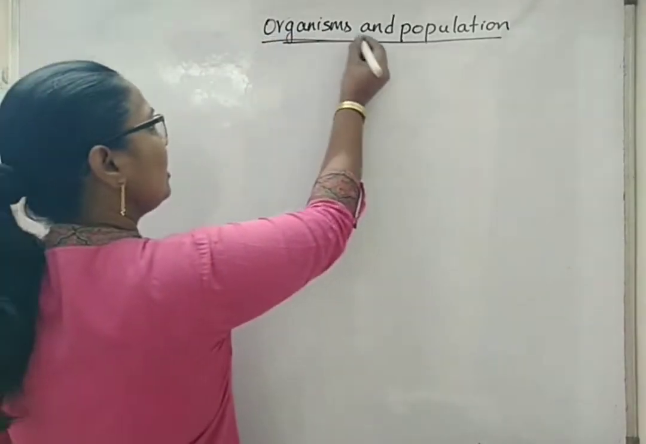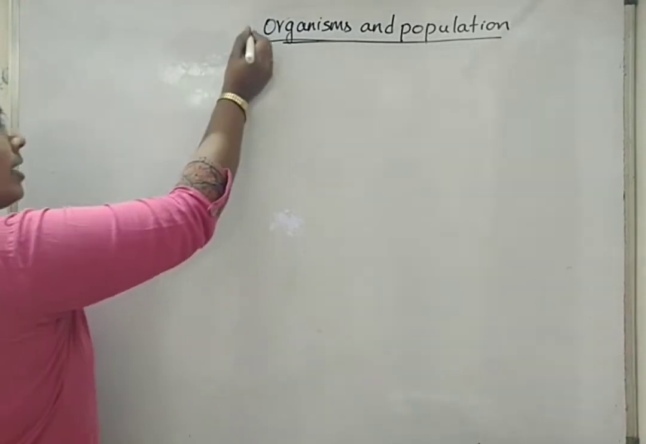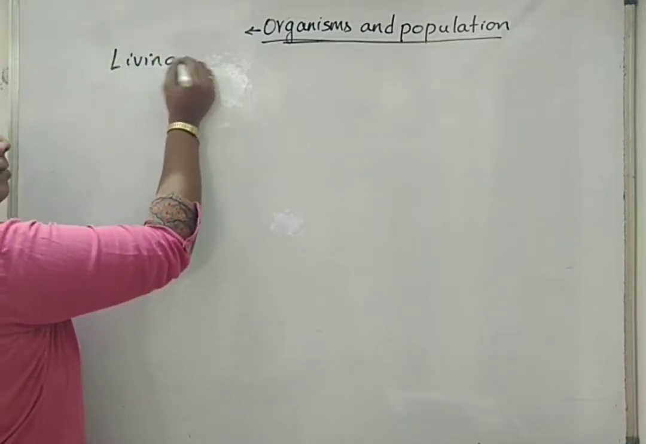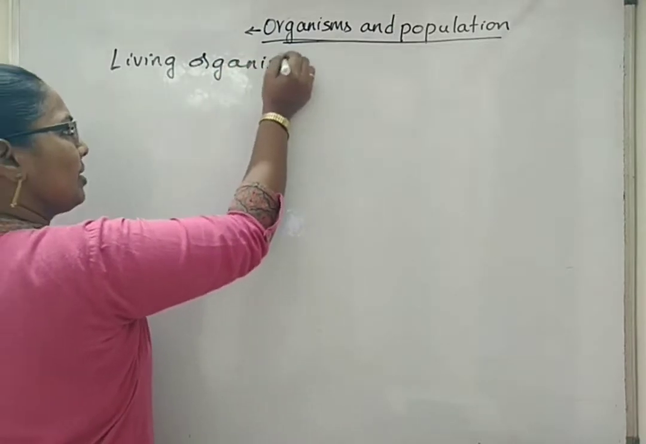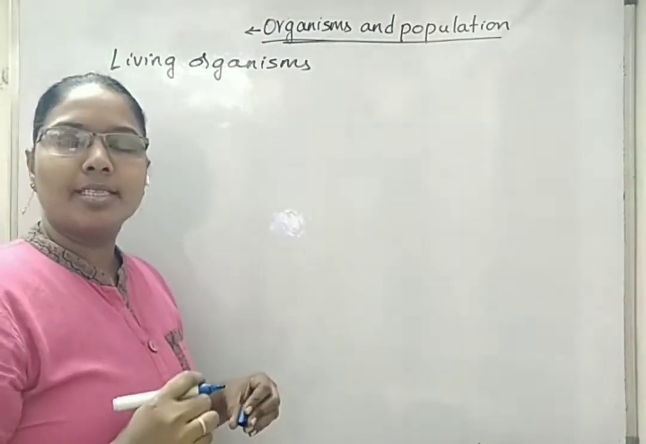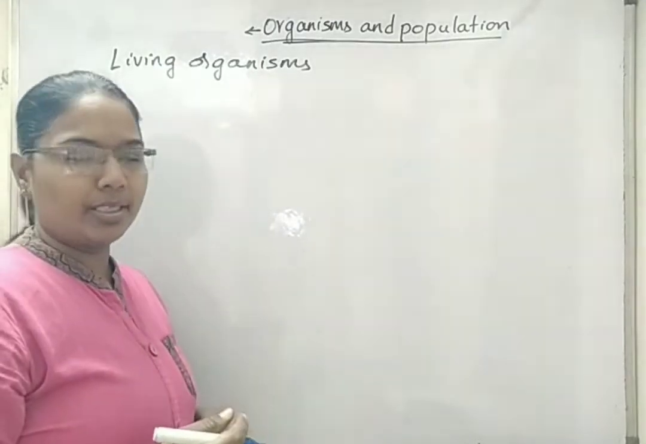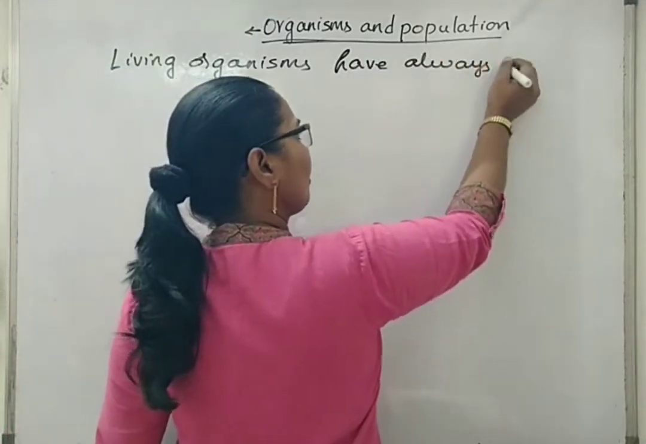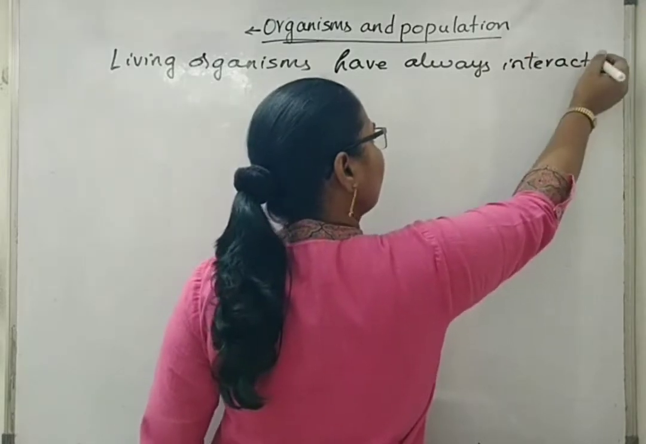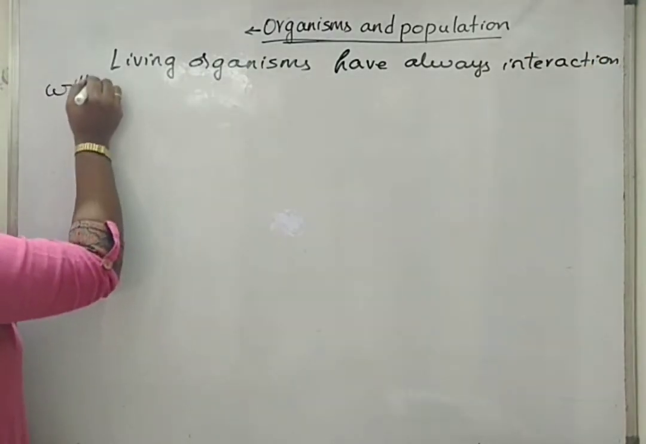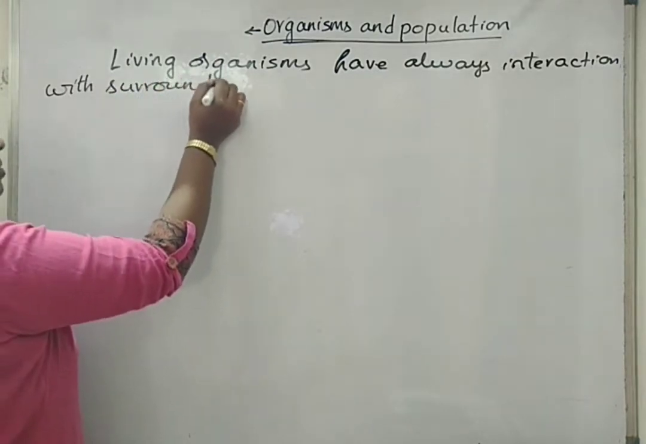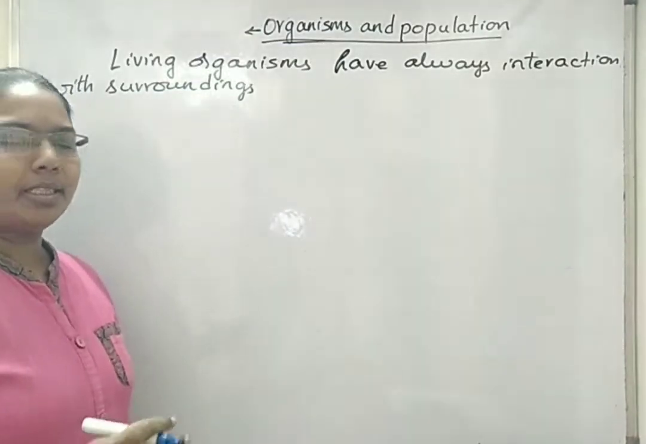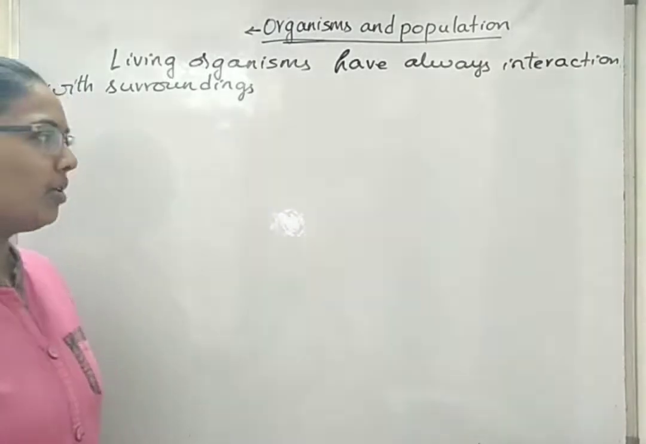So first, organisms. Whenever we hear this word, we get the term living organisms in our mind. Living organisms always exist only when they have interaction with their surroundings. What are surroundings? The climate, the habitat, the place that we are living, all this comes under the surrounding environment, and the plants that are surviving also.